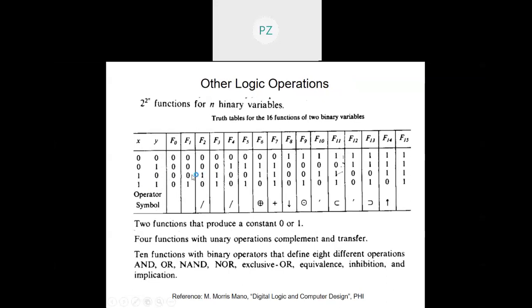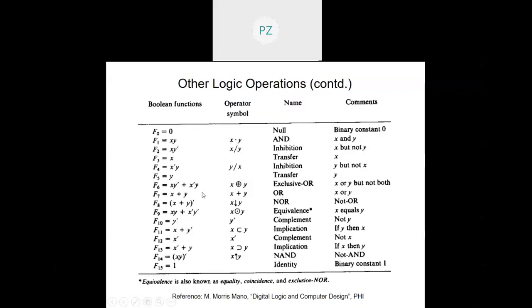So this is basically F2, which is summation 2. Small m2 can be written as x y bar. That is why I'm getting x y bar, which is inhibition, which says x but not y. Now you can start sensing the logic. See, x but not y. Why? Because y is complemented, so it is essentially x and not y, which I can write as x but not y. That is why it is called inhibition.